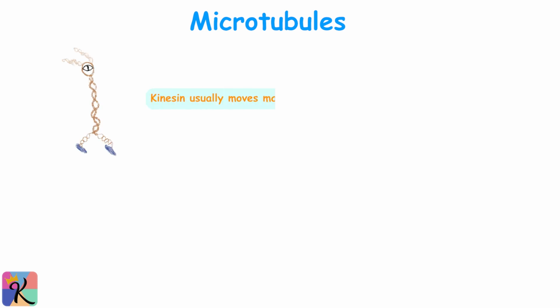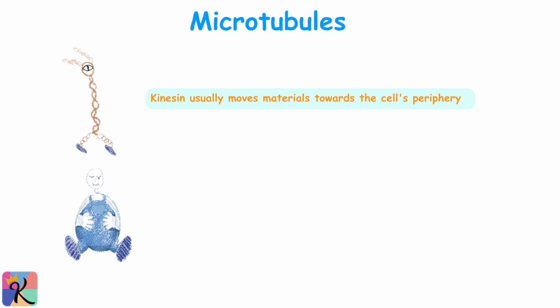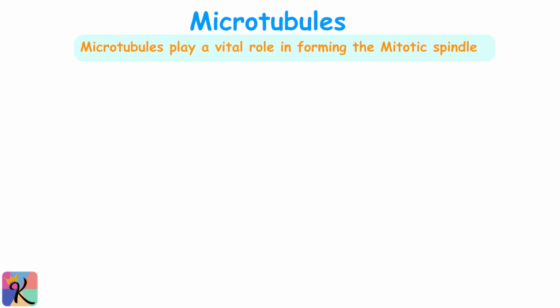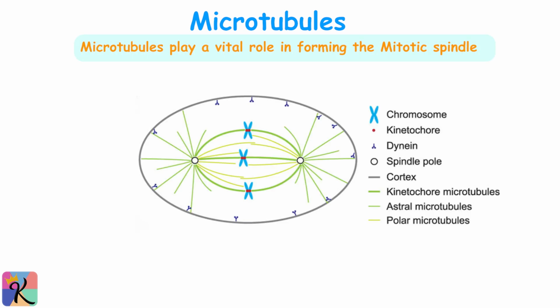Kinesin usually moves materials towards the cell's periphery, while dynein carries cargo toward the cell's center, just like trucks delivering goods to different parts of a city. During cell division, microtubules play a vital role in forming the mitotic spindle, a structure that ensures chromosomes are evenly distributed between the two daughter cells.